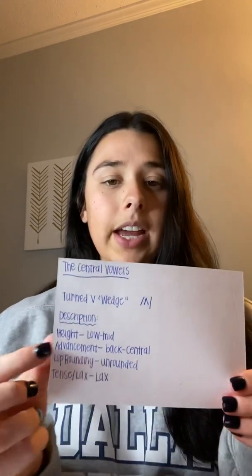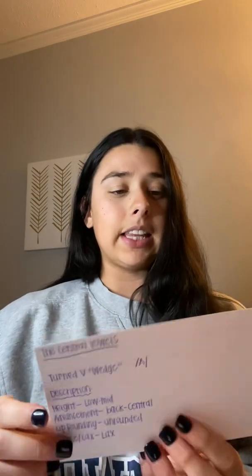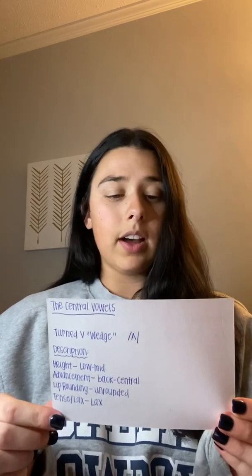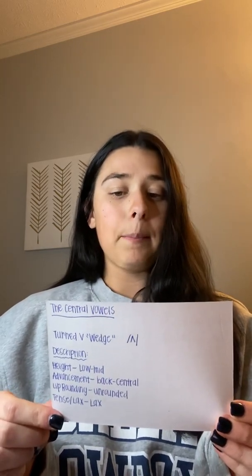The next one I have is the turned V, the wedge. Same thing, I wrote the description on the bottom. The height is low mid, the advancement is back central, the lips are unrounded, and it is lax. And then same as the last, I wrote sample words on the back: rub, undone, luckily, public.